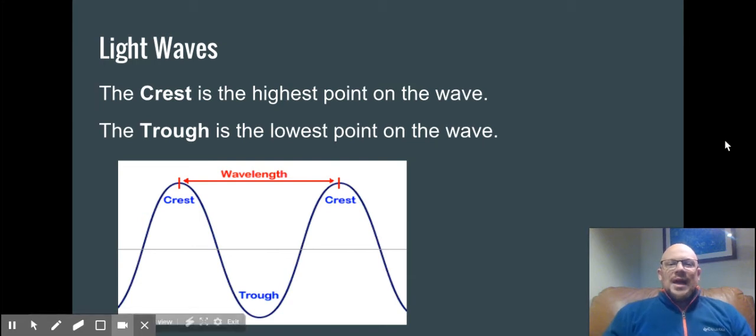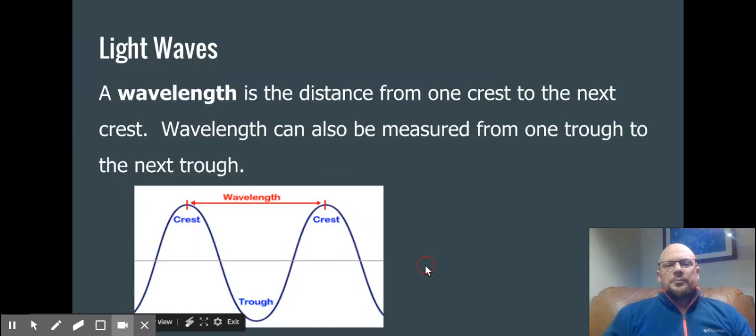The crest is the highest point on the wave. And so this very top piece there is referred to as the crest, and then the trough is down here at the bottom. This line across the middle is the resting point. If that were a rope and were pulled tight, that's where it would land. The crest is the highest point above the resting point. The trough is the lowest point below the resting point.